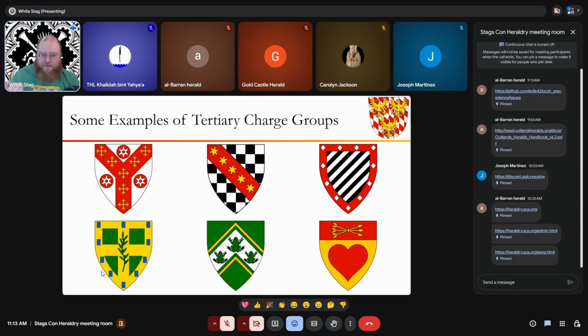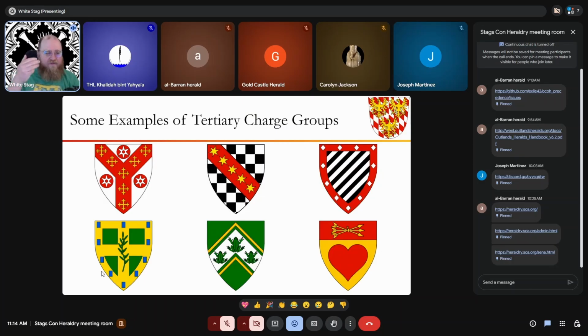Everything else here just has a single example. Actually, no, there's another example in here with 2 tertiary charge groups. But again, going clockwise, we have a bend, and the 6 mullets on top of the bend are tertiary. Top right, this is another case of field primary armory where the bordure is a peripheral secondary. The bordure has the white lozenges on it. Those are the tertiary charge group. Bottom right, the chief has a sheaf of arrows. Those are tertiary. Bottom center, the 3 frogs lie on top of the chevron. Those are tertiary.